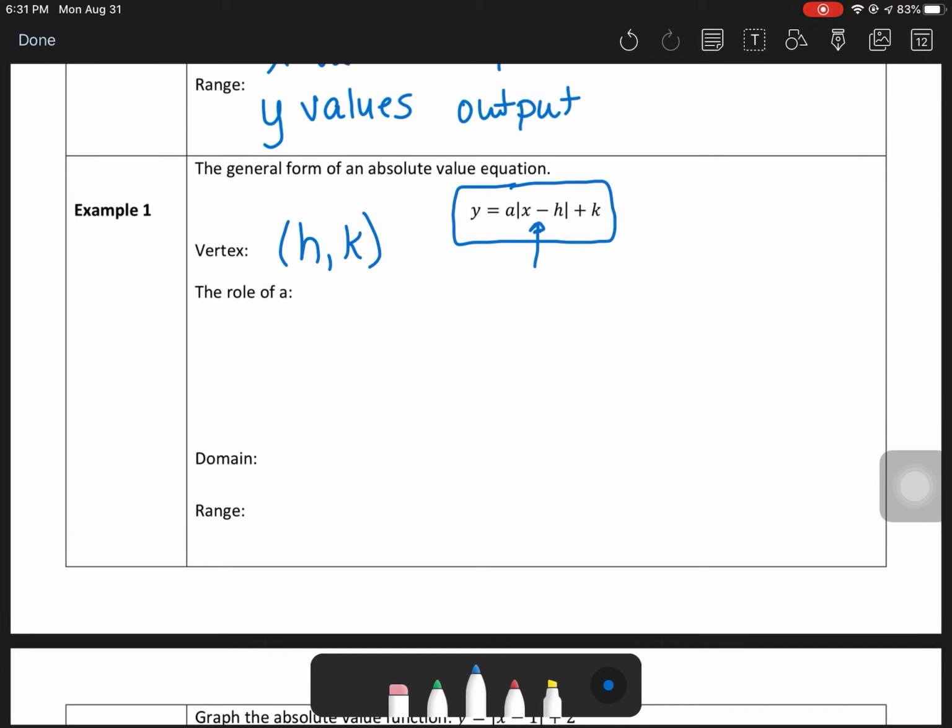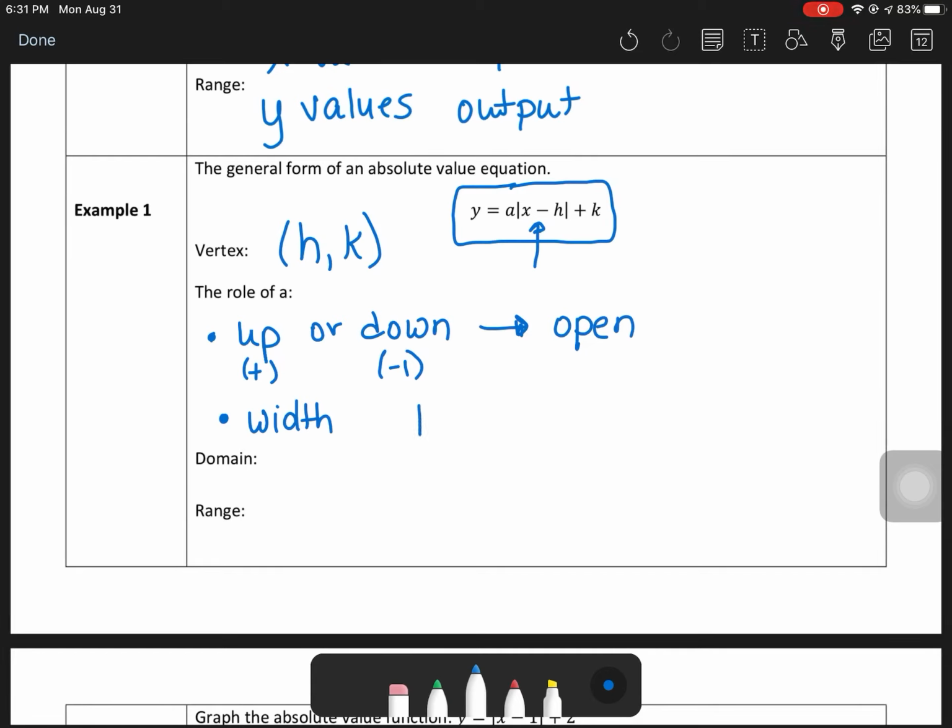The role of a, the number in the front called the leading coefficient, has 3 different roles. First, it's going to tell us if our absolute value function is going to go up or down. In other words, how does it open? If the a has a positive value, it's going to open up, and if it has a negative value, it's going to open down. It also determines the width of our absolute value function. How wide is it? The bigger the number, the more narrow and tall it gets. The smaller the number, the fatter or wider it gets.